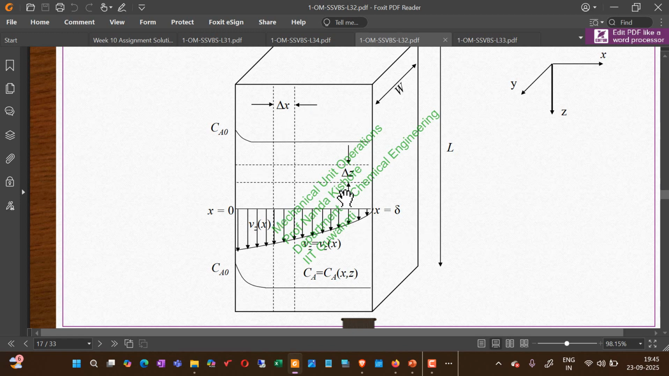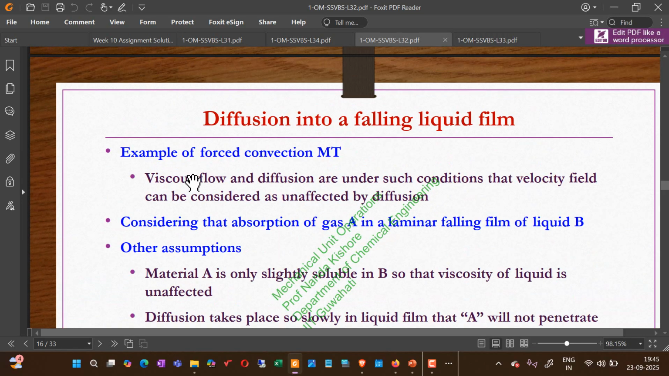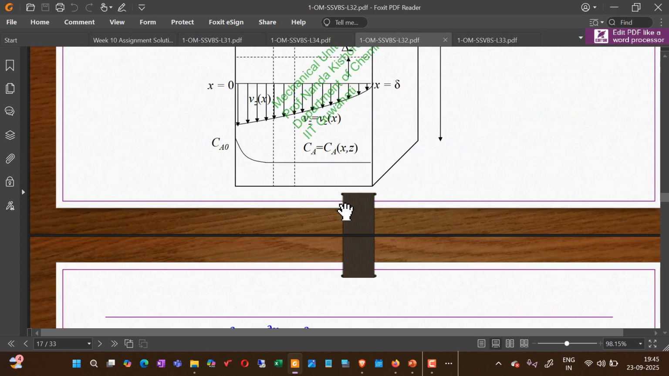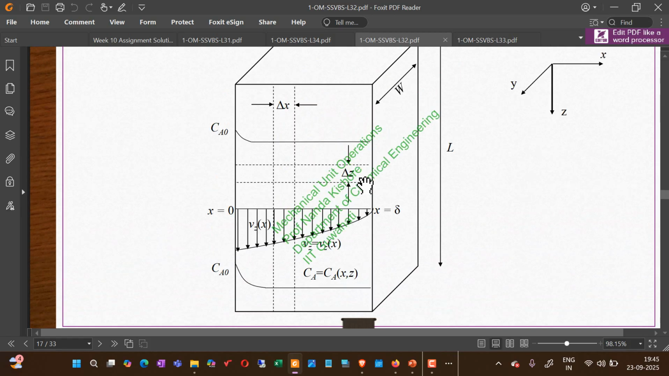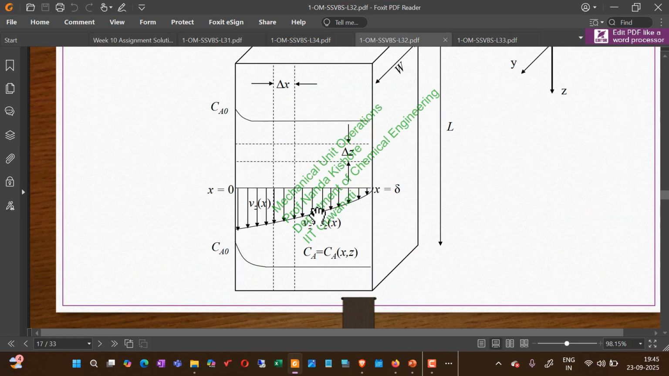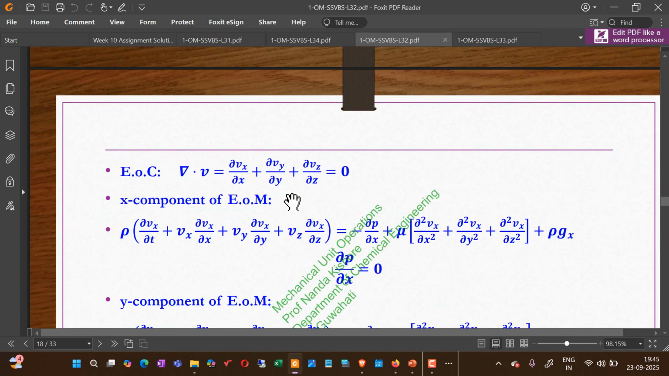If you see, this is the width, this is L, and here the element of delta X, delta Z has been taken. Now to solve, the velocity profile is assumed not to depend on the diffusion. Viscous flow and the diffusion are under such conditions that the velocity field can be considered unaffected by diffusion. So diffusion is happening in X, right? So the velocity field is considered to be like this.